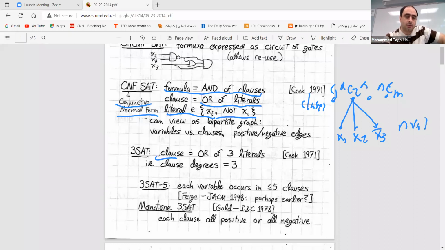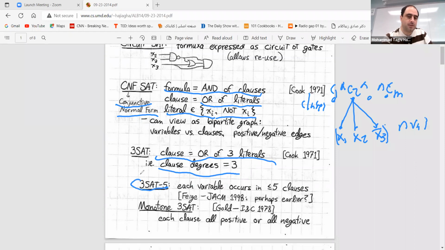We have the three-clause, which is just an or of three literals. And here in the bipartite graph case, the clause degrees would be 3. So we have exactly 3 in each clause. And we discussed that if we get a three-SAT, when we have a satisfiability problem, we can actually solve it with three-satisfiability. We discussed that. Okay, so these are the important points.